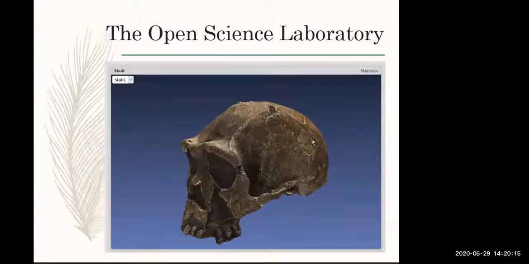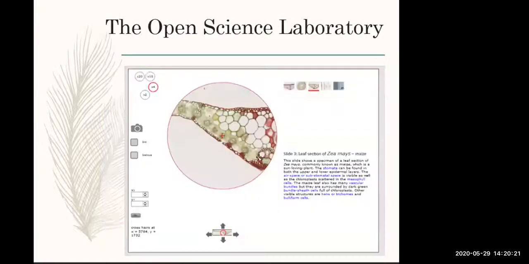This one is a skull that you can rotate and measure. There's different kinds of skull. It's essentially an evolution activity. This is a virtual microscope, right? This is one of those I was showing there, where you can look at different plants and see the plant structures versus water drought abilities and so on.